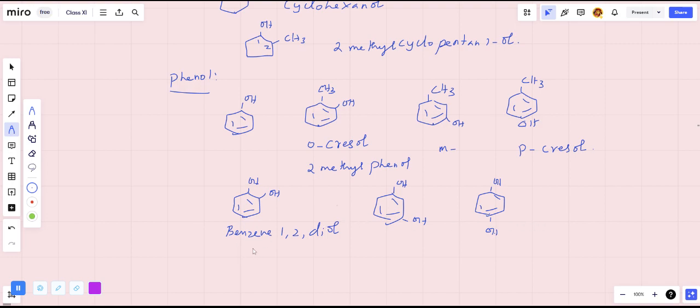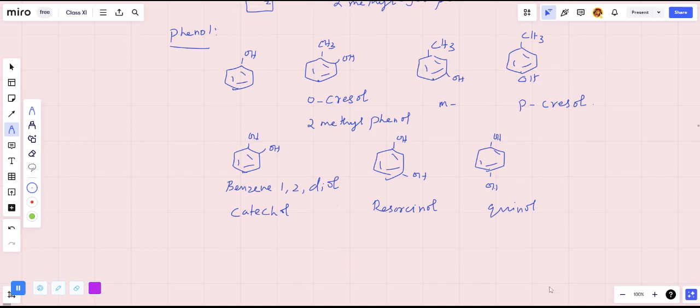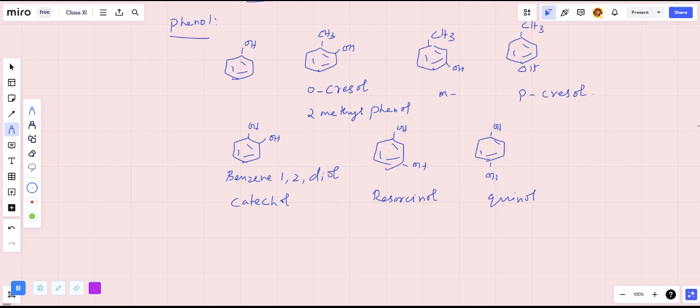The common name of this one is catechol. This one is resorcinol and this one is quinol, either quinol or hydroquinone. So benzene-1,4-diol. This comes under dihydric alcohol.